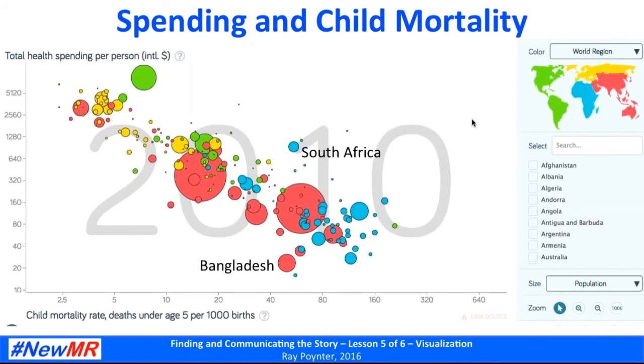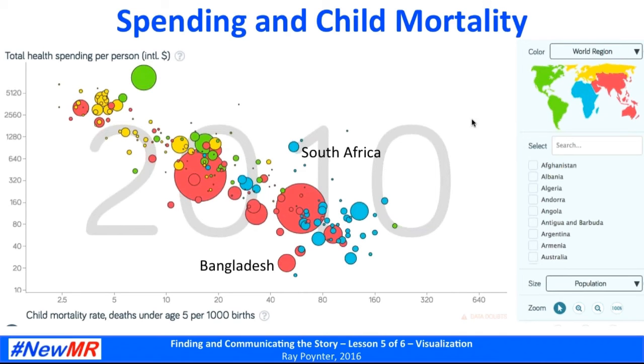Turning this around, we can look now at some other factors that are going on. So we keep total health spending on the left-hand side. This is part of how we're using visualization to find out what's going on in the data. But we change the bottom one to child mortality rate. So further to the right is bad. That's more children dying. Further to the left is good.